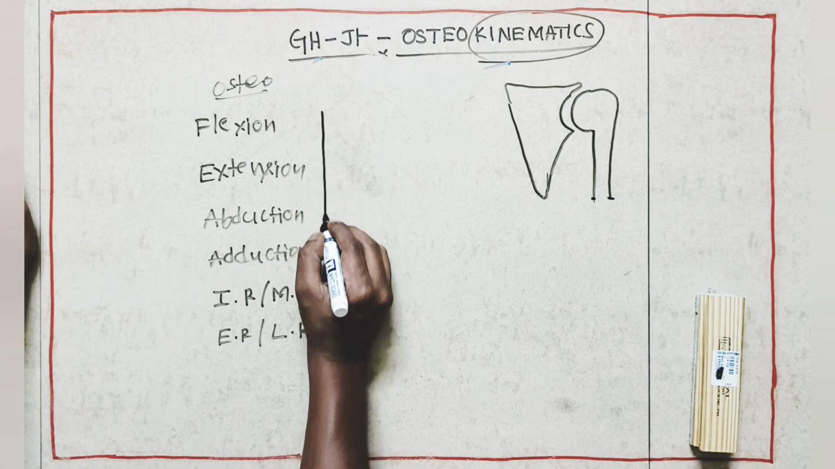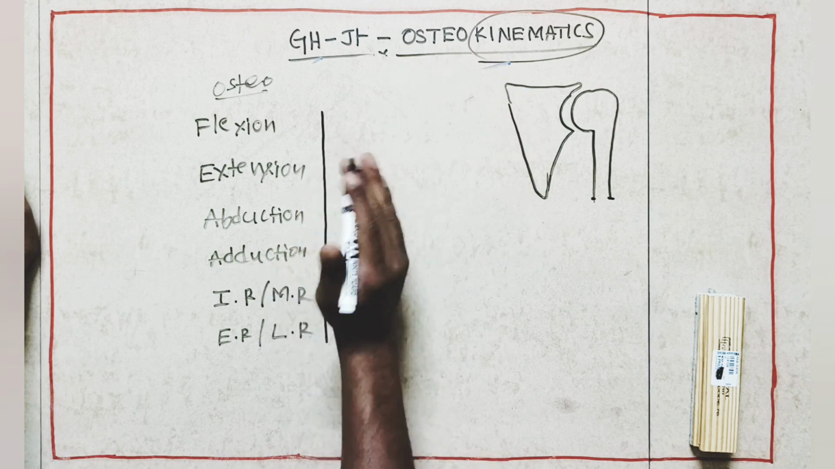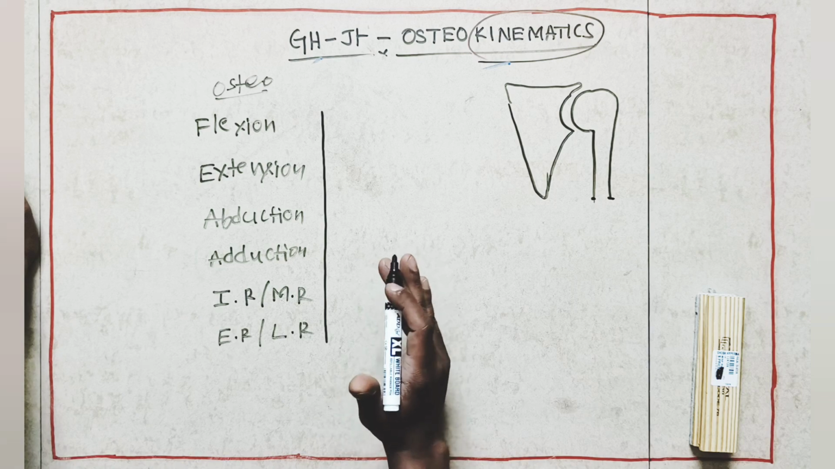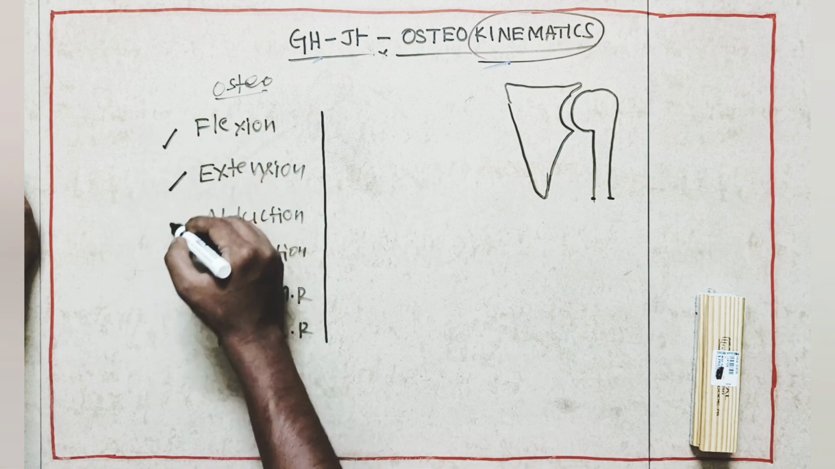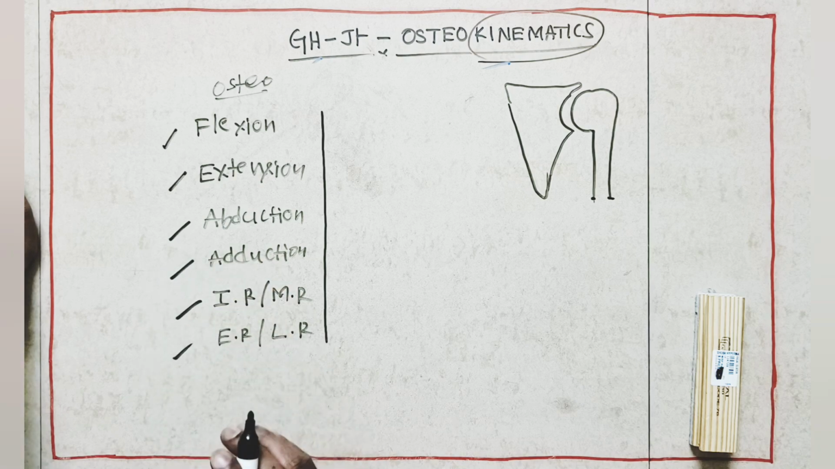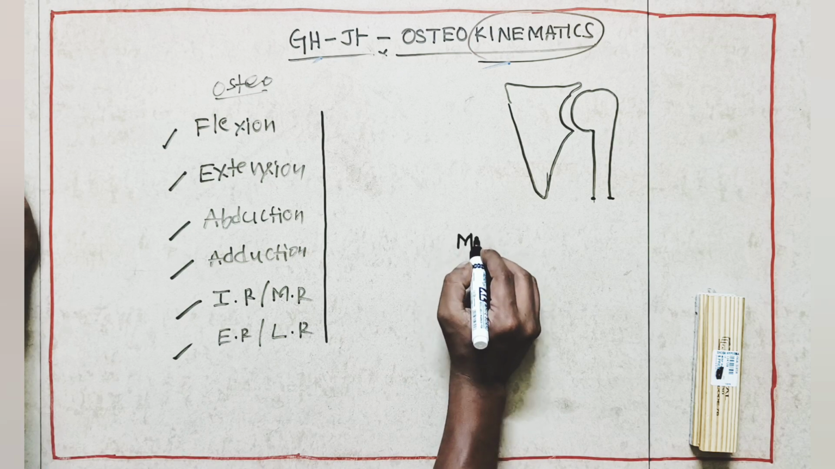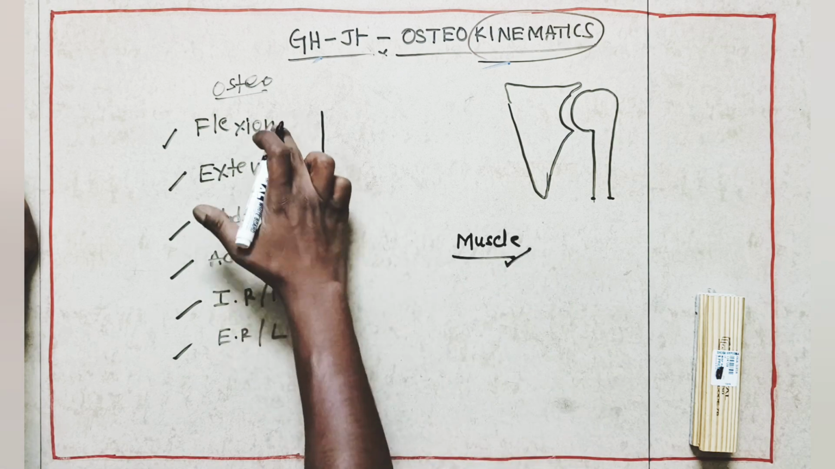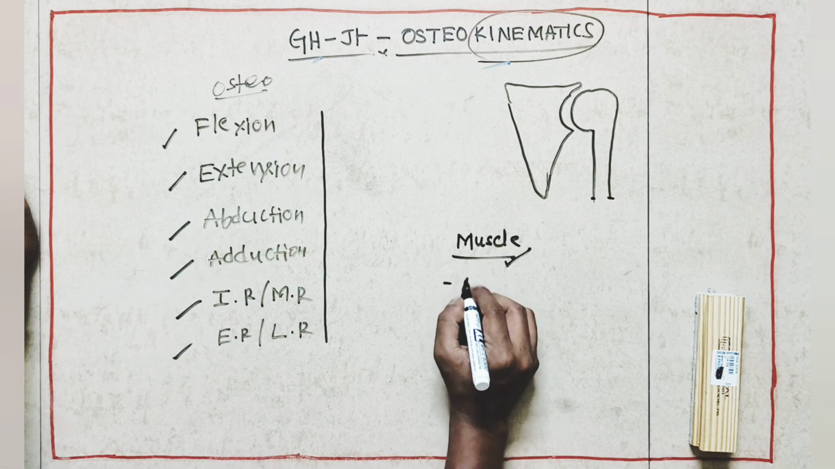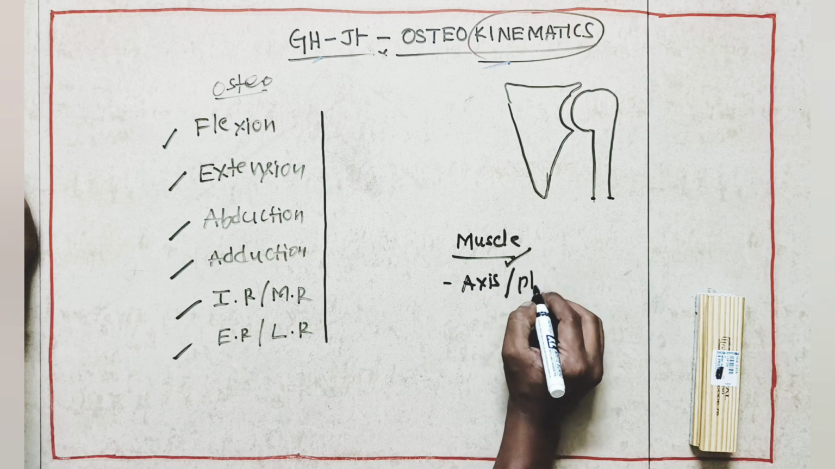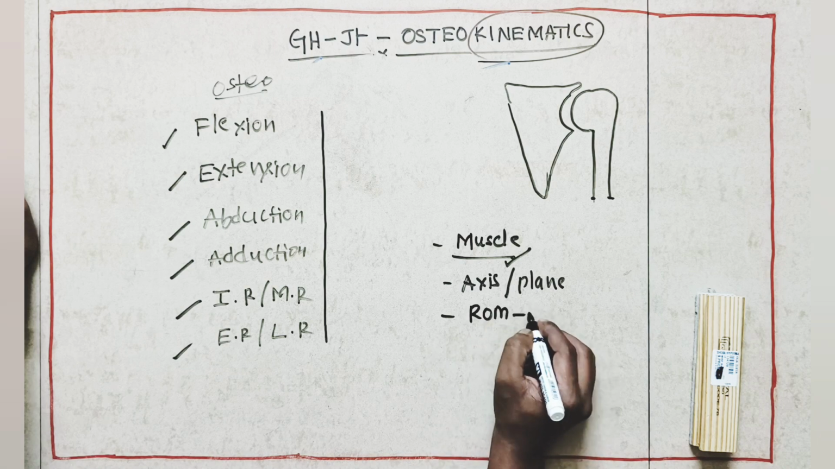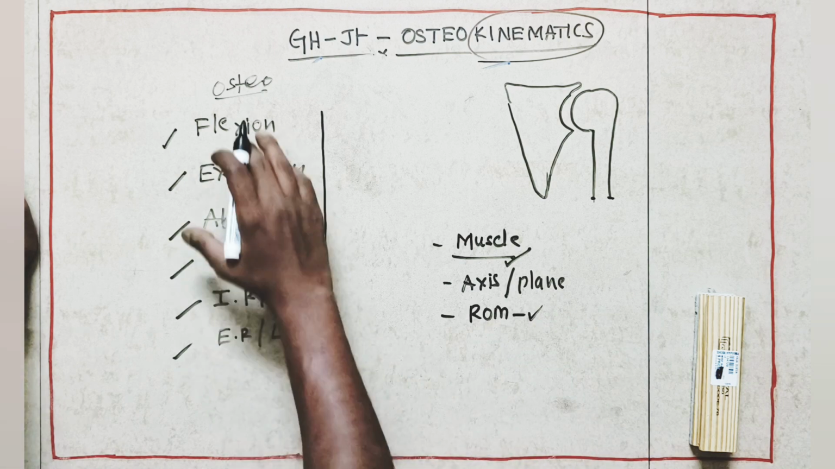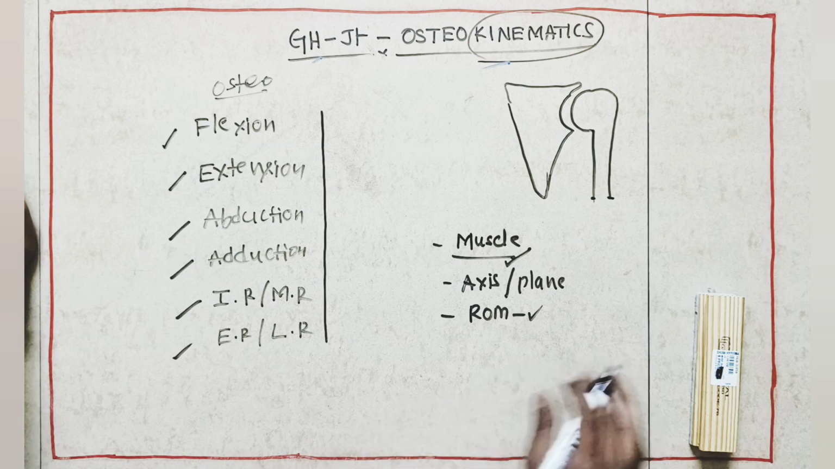So here in osteokinematics, the movements happen other than the arthrokinematics. We have flexion, extension, abduction, adduction, IR and ER, internal rotation and external rotation. For each and every movement, we will see which muscles are responsible, which axis the movement happens in, which plane the movement happens in, and what the normal range of motion is.